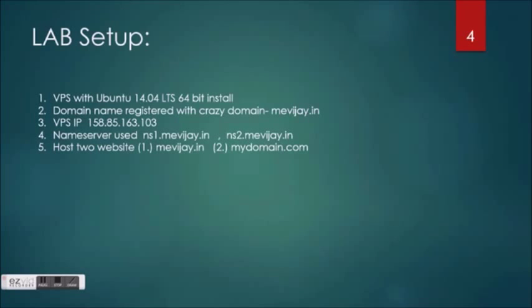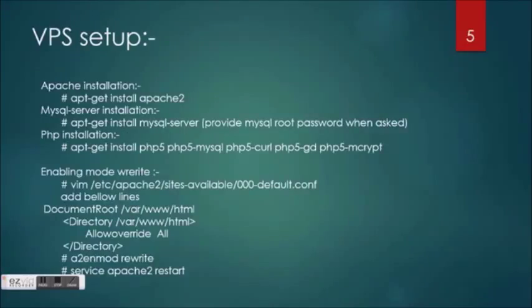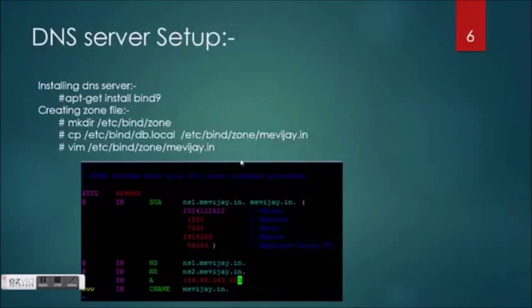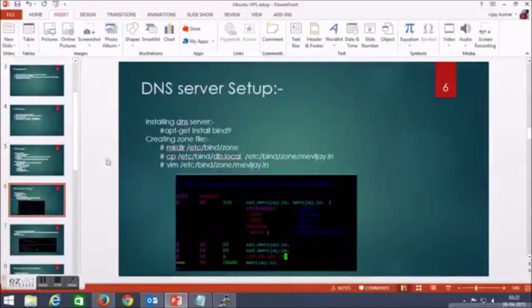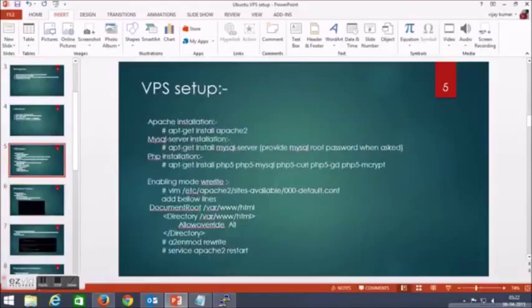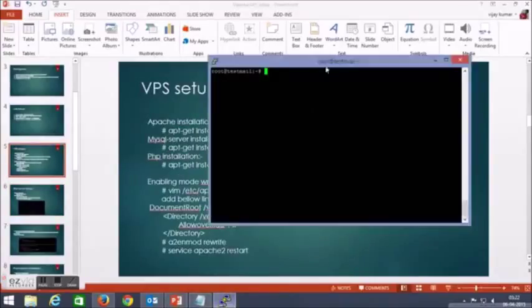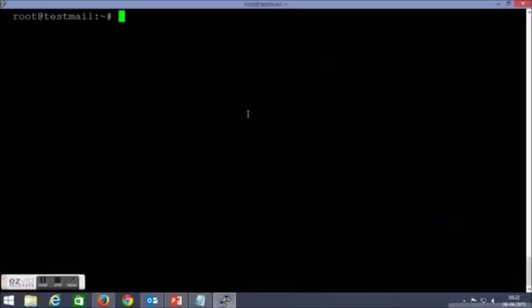My lab setup is one VPS, 64-bit Ubuntu 14.04, and I have this VPS IP you can see here. The domain name which I registered is from Crazy Domain, that is mevijay.in, and I'll set up two name server addresses, ns1 and ns2. This is the VPS setup, and this is the DNS server. So let me start first with the VPS setup.